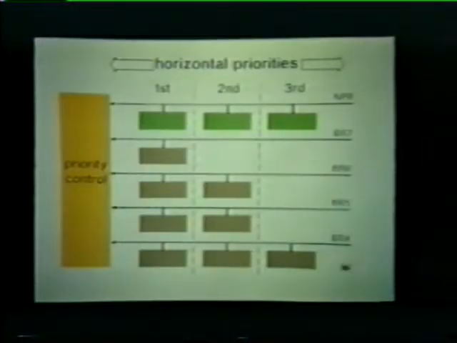If more than one device is making a request on any NPR or BR level, the device closest to the priority control has the highest priority. As you can see here, the NPR device next to the priority control has first priority. The device farthest away has the third or lowest priority.